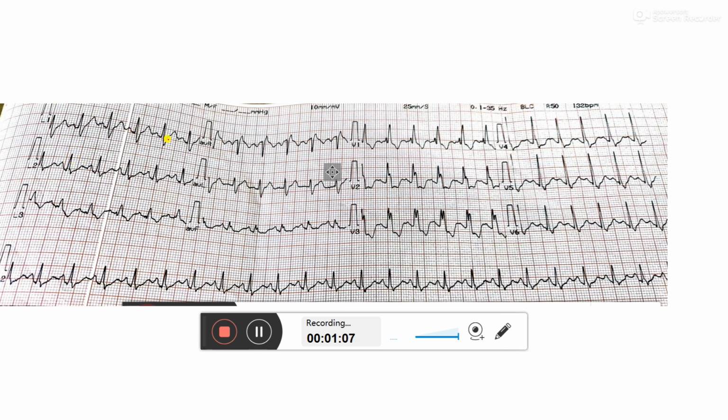Other leads are also there to see the right-sided things. We use some right-sided chest leads. Those are for special cases.